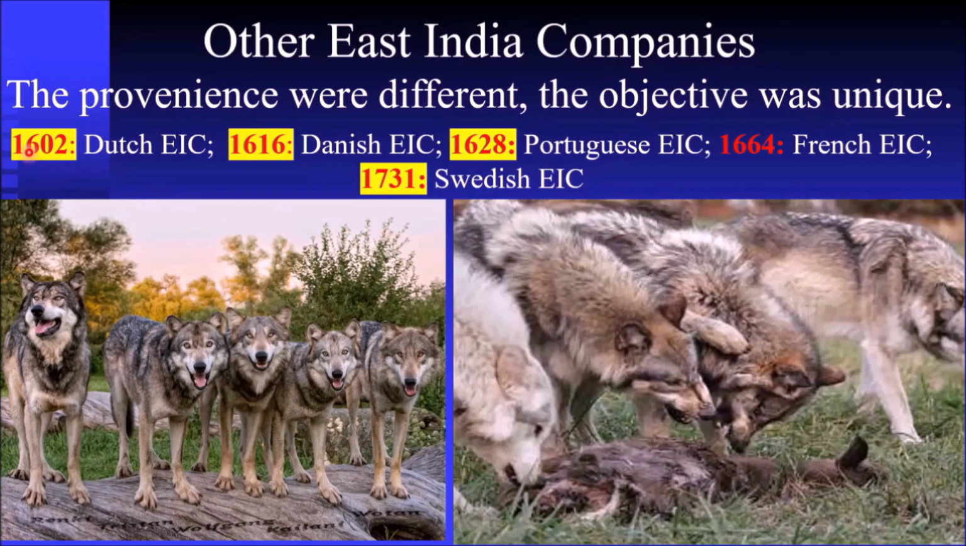In 1602, the Dutch East India Company. Then in 1616, the Danish East India Company. In 1628 came again the Portuguese East India Company, even though they had come previously and destroyed the whole of Goa. In 1664, the French East India Company, which could resist a little more than the other East India companies. And in 1731 came the Swedish to establish their own East India Company.